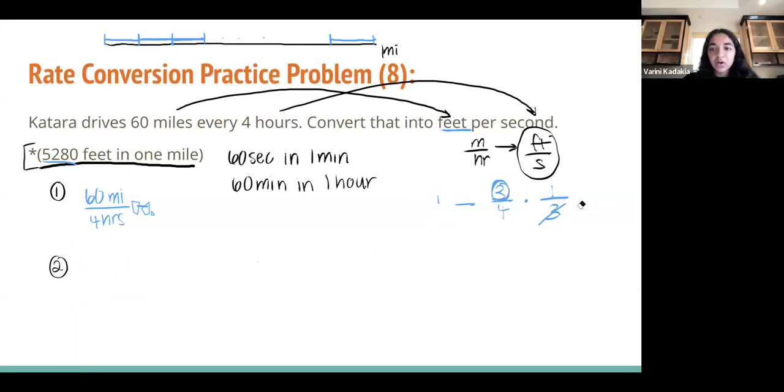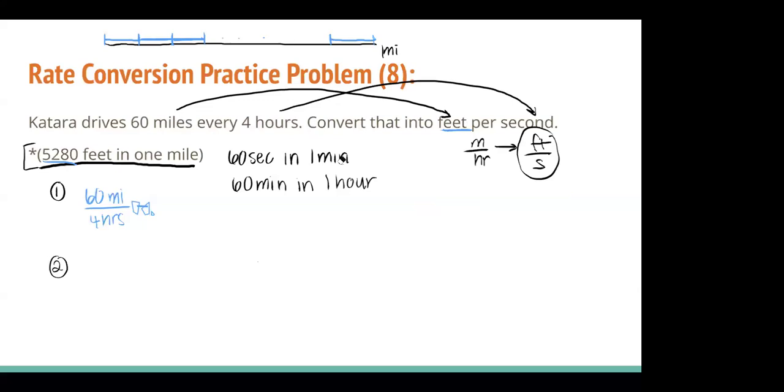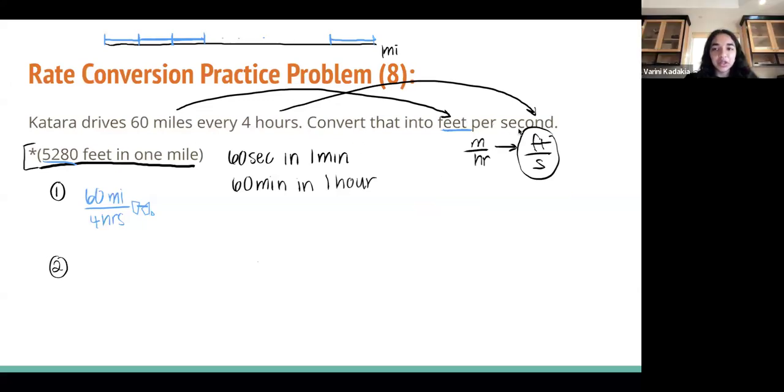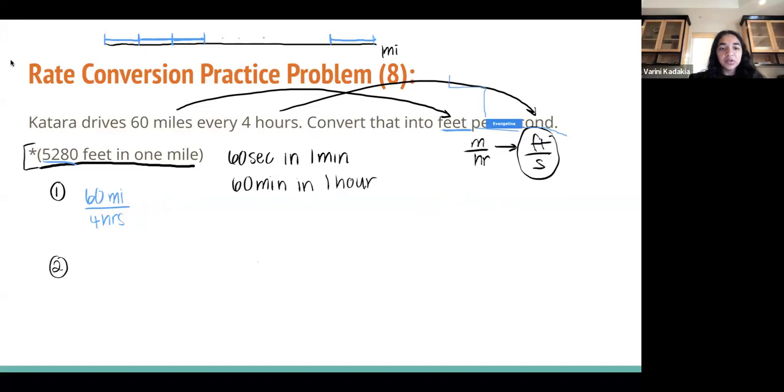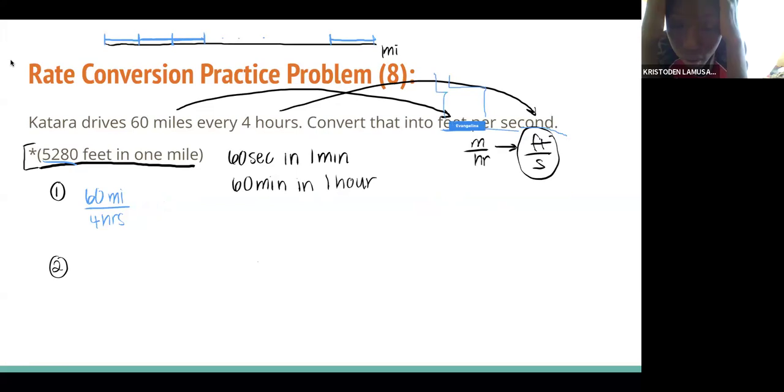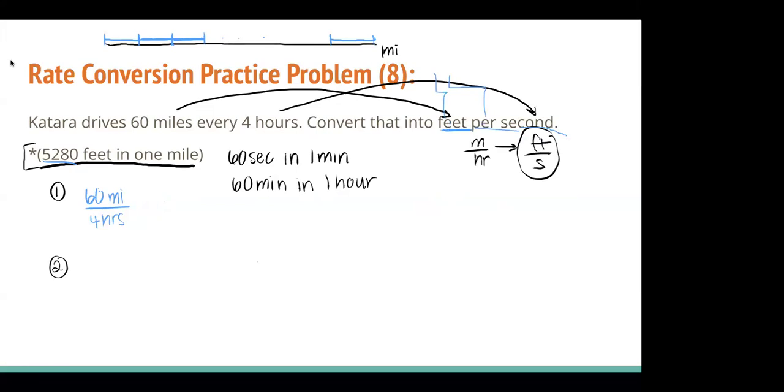Okay. So basically, when you come up with an answer, if it asks you in feet per second, you always want the bottom to be 1. You never want any numbers in the bottom. Okay, well, back to this. So what should I multiply by to get rid of the miles? Should I multiply by miles again, or should I multiply by 1/1 mile? 1/1 mile. Yeah.